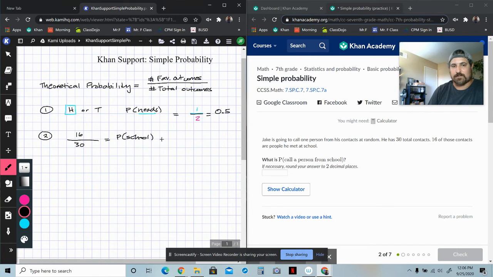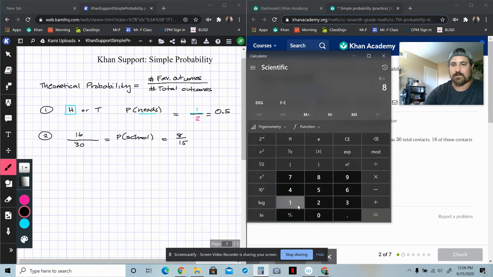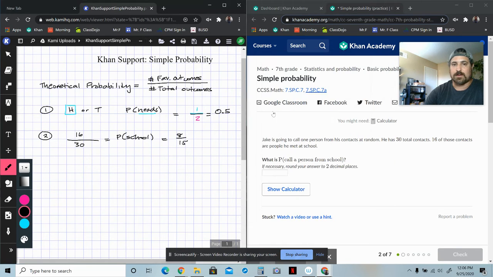It's really just going to be 16 over 30, which is 8 over 15. If you want to make it a decimal, you just do it on a calculator, 8 divided by 15, and you get 0.53 repeating. It says round your answer to the nearest two decimal places. If you have 0.533 repeating forever and you round to two places, it's going to be 0.53, because when you look at the third place, that 3 is going to round down. So it stays at 0.53. There's the answer, 0.53.